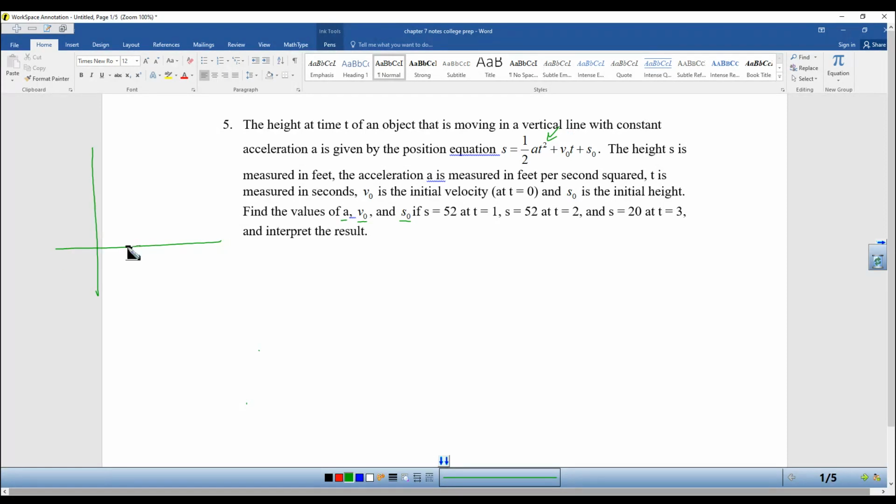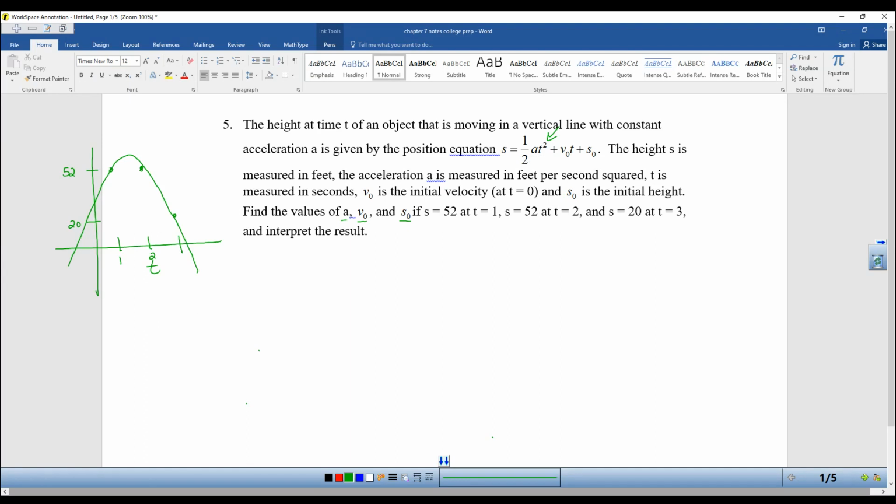And if I look at the data they gave me, at t is equal to 1, it has a height of 52. And then at t is equal to 2, it has a height of 52 again. And then at t is equal to 3, it has a height of 20. So it must look something like this, right? So that lets me know that A is going to be a negative number because this is a downward parabola. So let's see if we can find these.